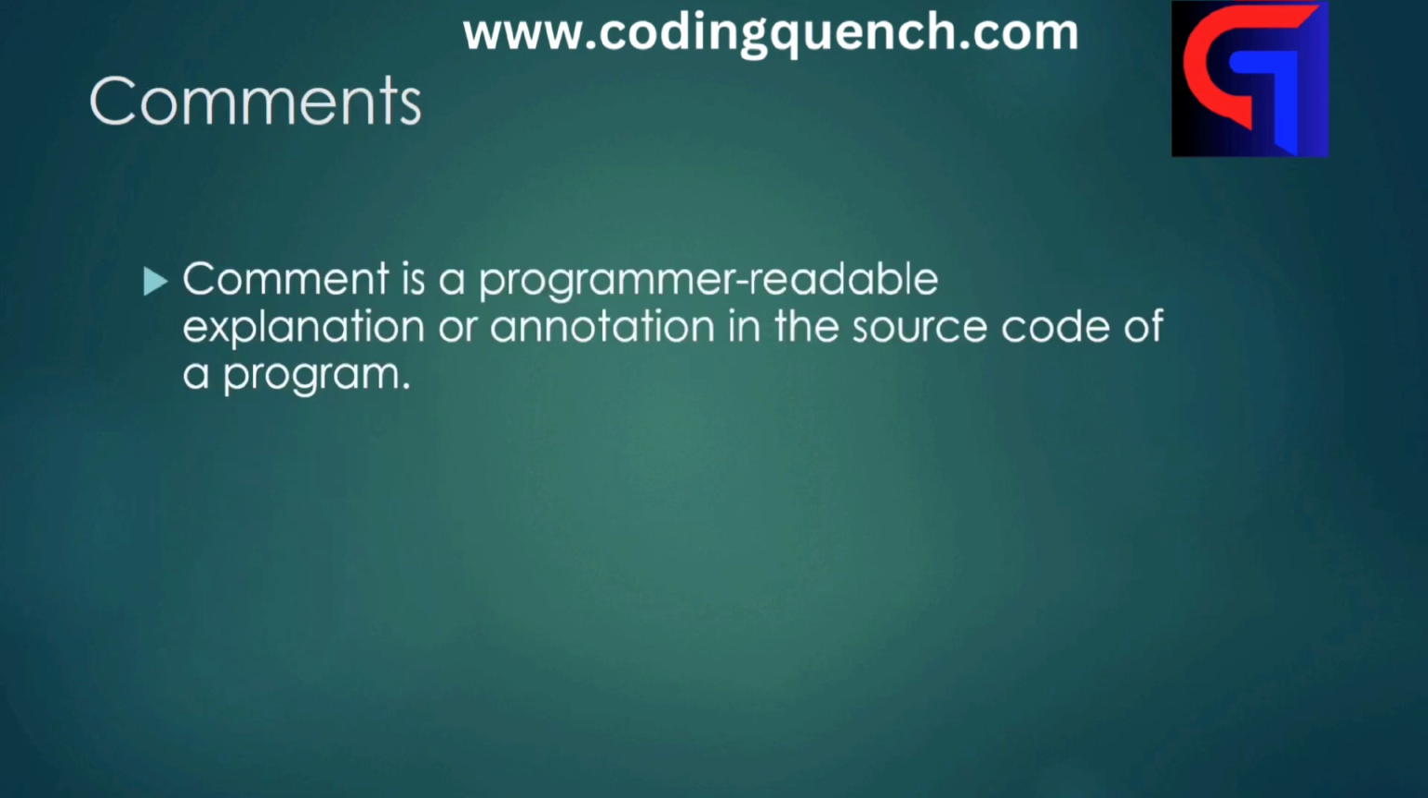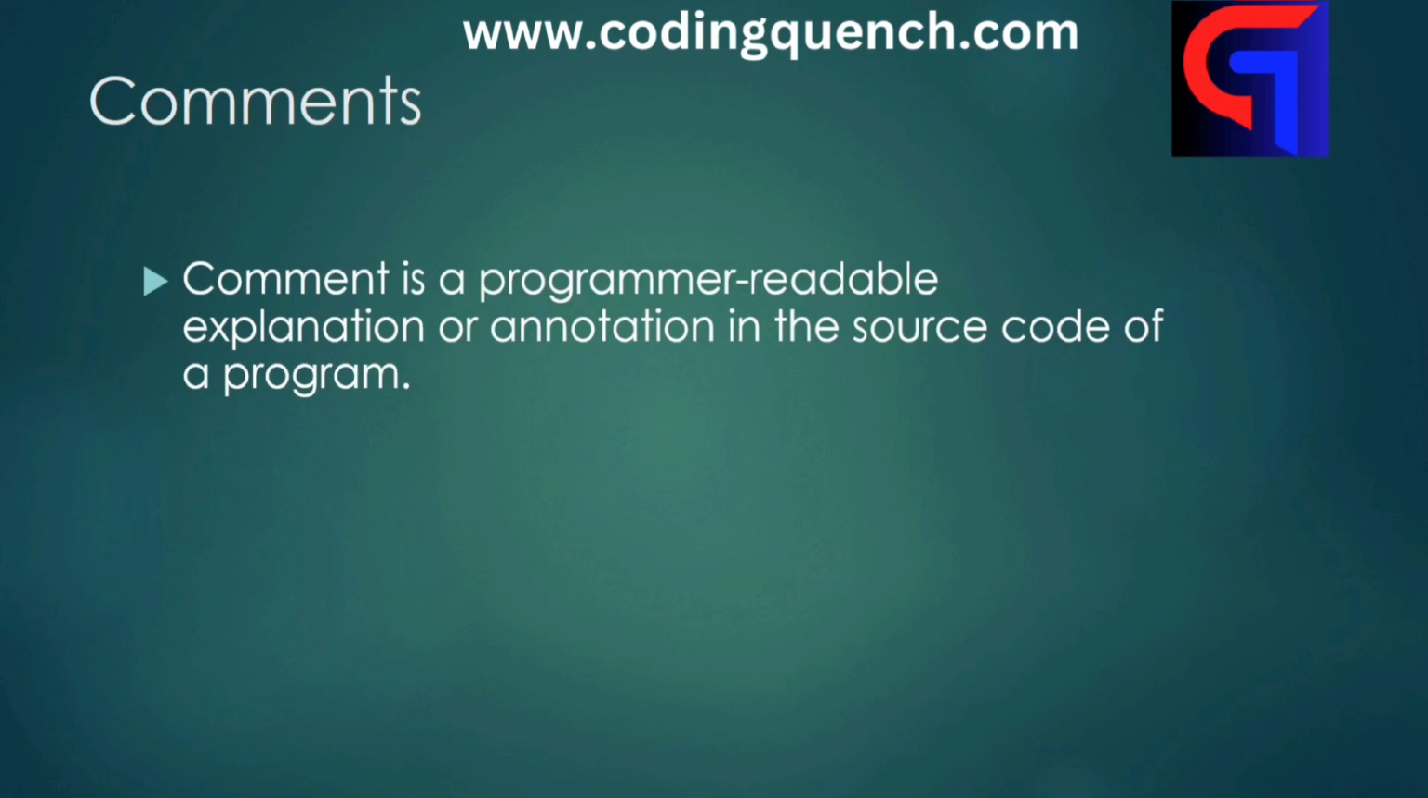Comments. A comment is a programmer-readable explanation or annotation in the source code of a program. I will explain a simple meaning. When we write a program, we always write points about the program, why it was written, how it was written, everything we can write in comments. The system will not take it as an instruction. So comments are very much necessary to understand the program. Documentation of a program can also be written in comments.